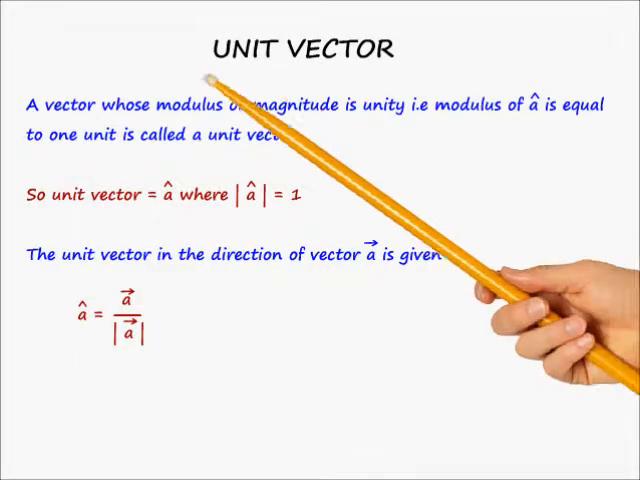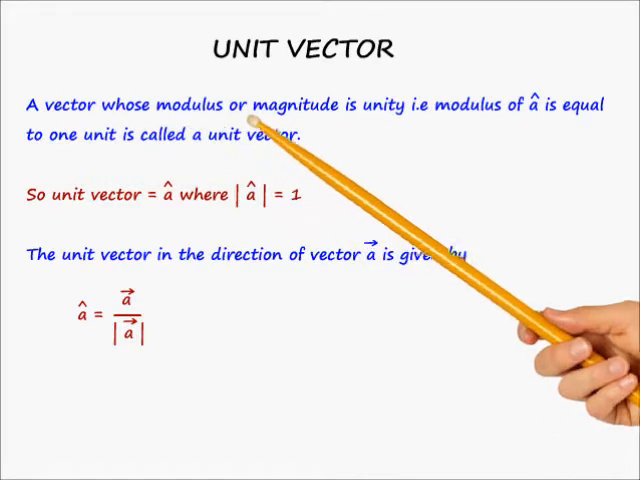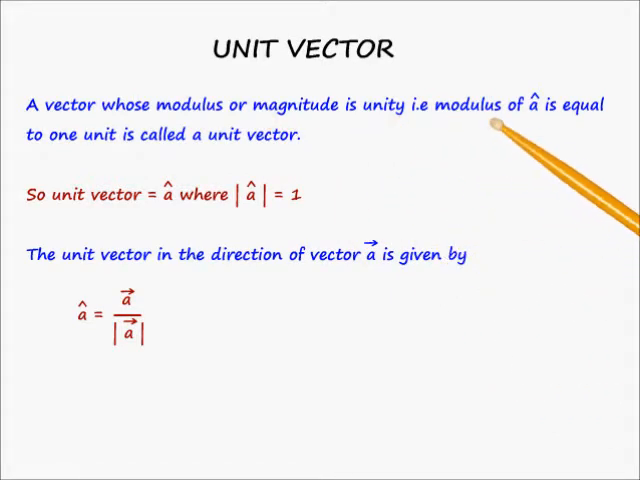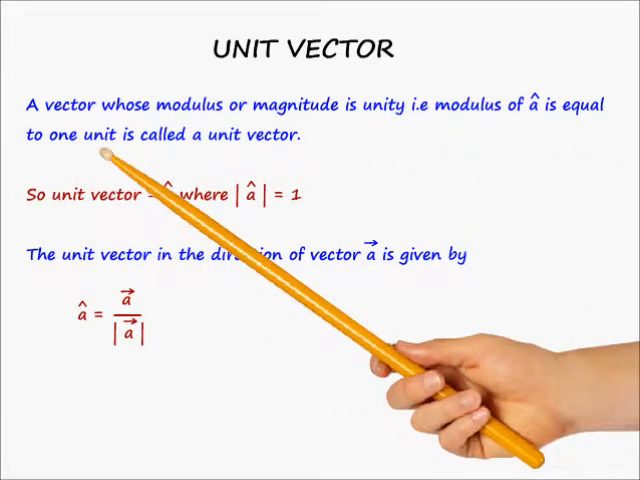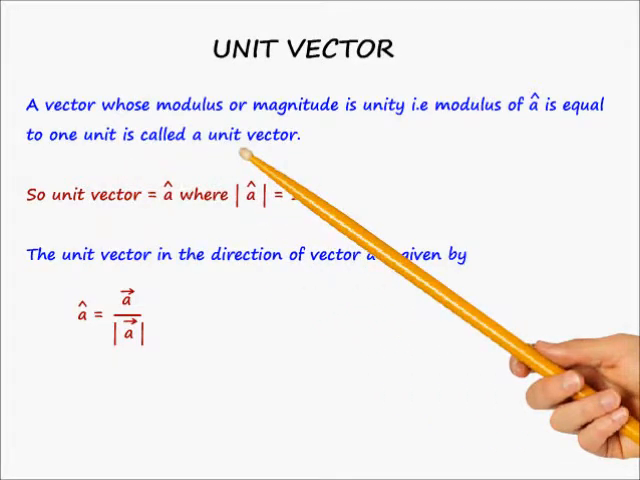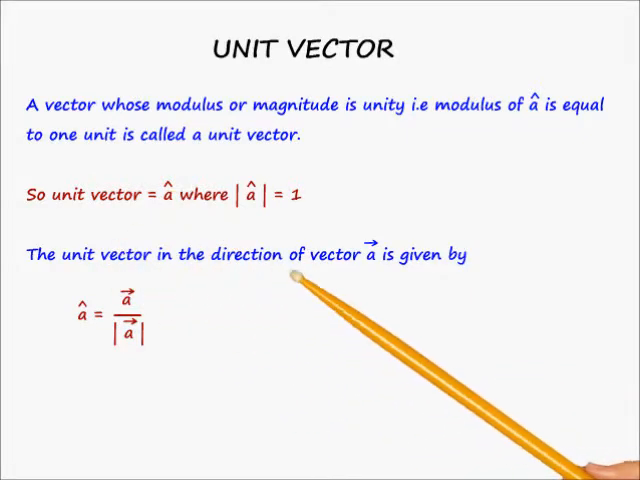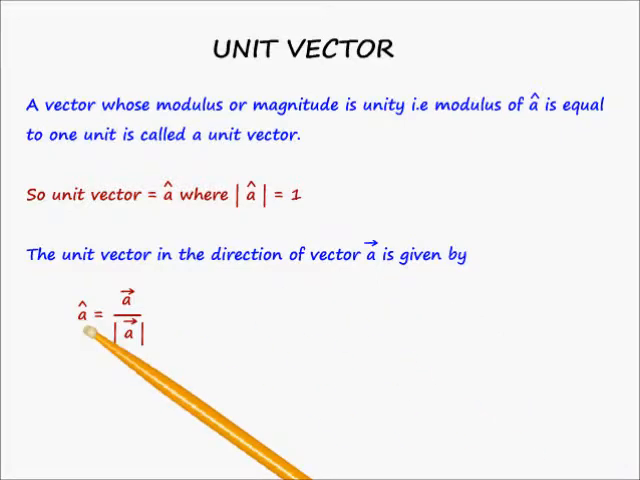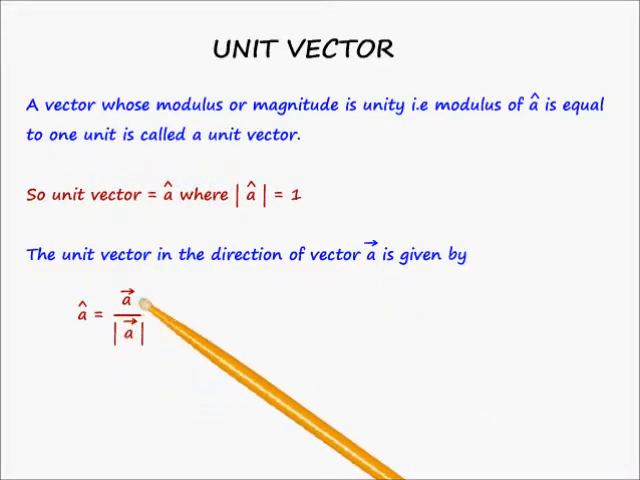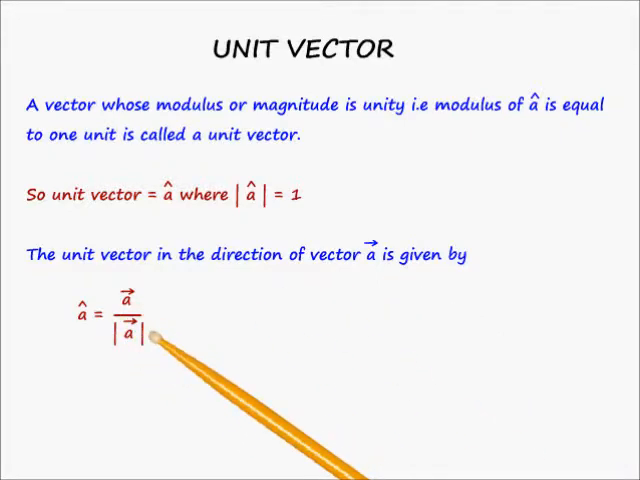Unit vectors. A vector whose modulus or magnitude is unity, that is |A| = 1 unit, is called a unit vector. In unit vectors, a cap is drawn on top instead of an arrow and is read as A cap. The unit vector in the direction of vector A is written as A cap, which is equal to vector A divided by modulus of vector A.